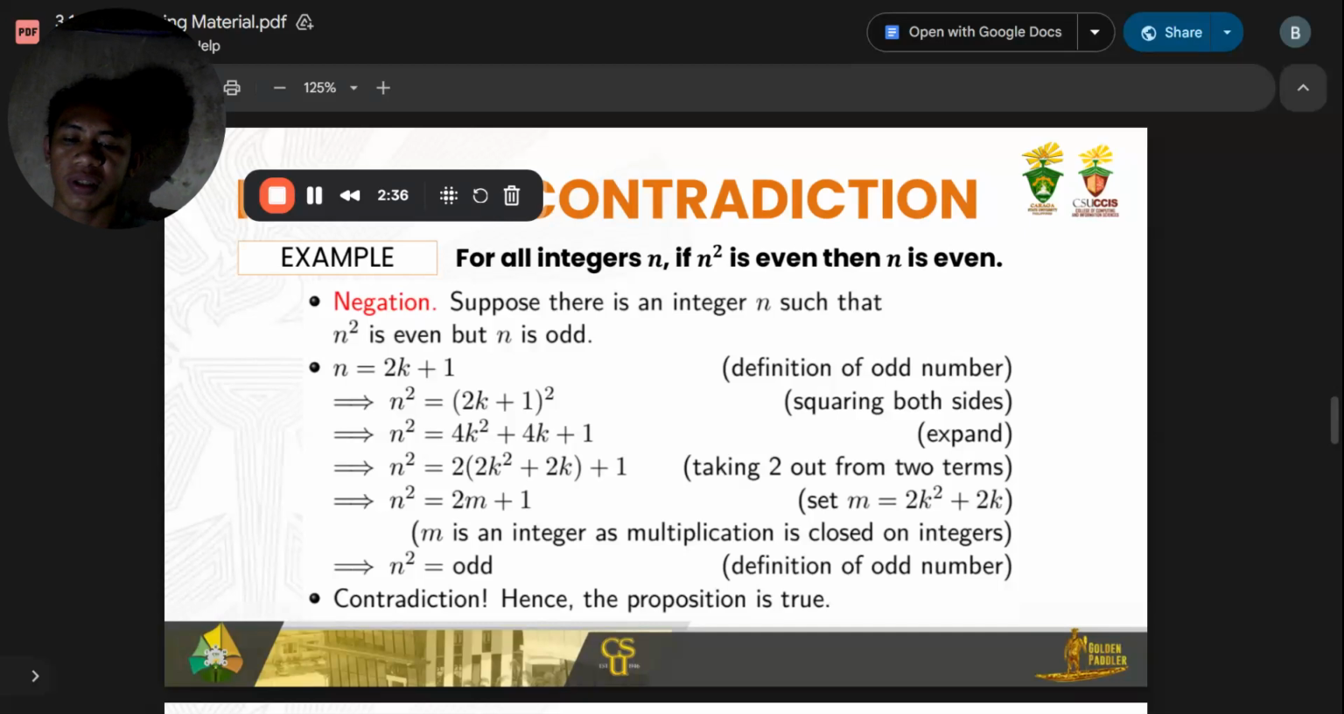This proves the contrapositive. Since the contrapositive is true, the original statement is true. Therefore, if 3n plus 2 is odd, then n is odd. That's all.